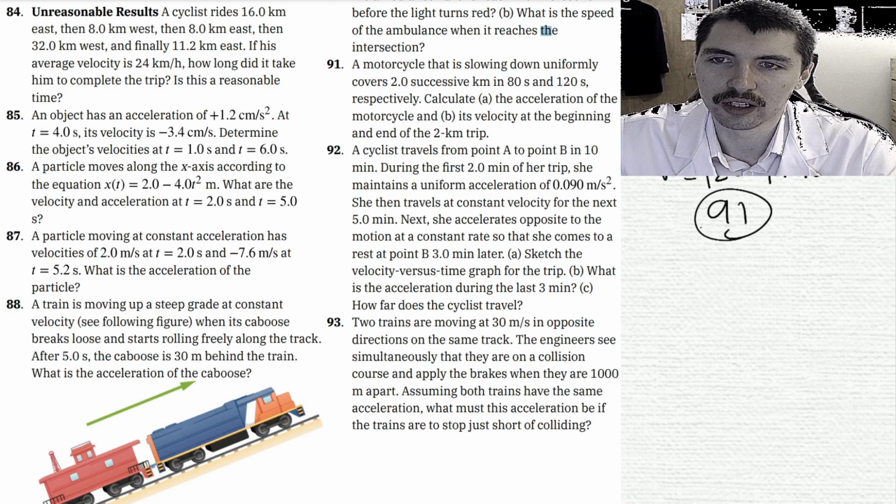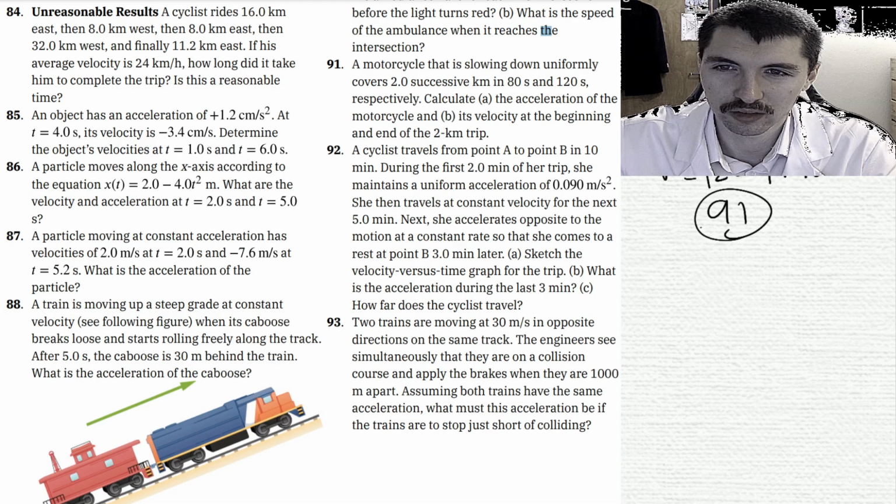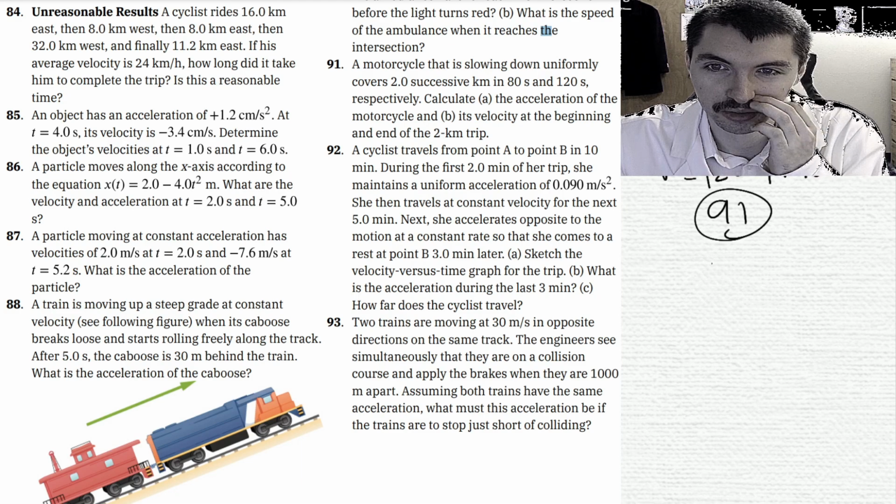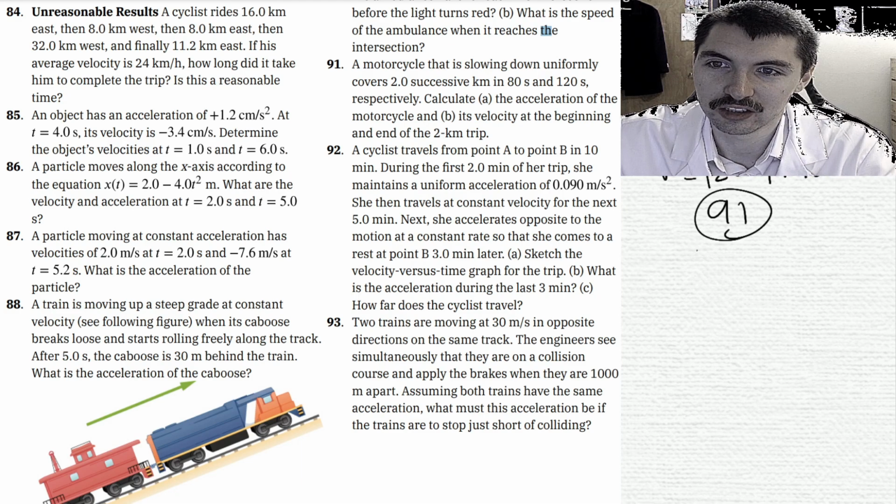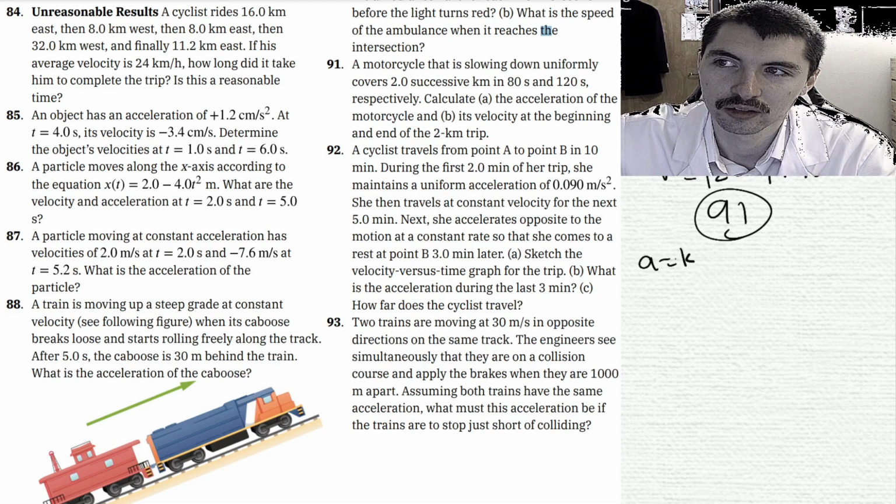Motorcycle is slowing down uniformly. Is that constant? I guess uniformly means a constant deceleration. So let's just say A is a constant. It's a negative constant. Covers 2.0. Okay, so X is 2.